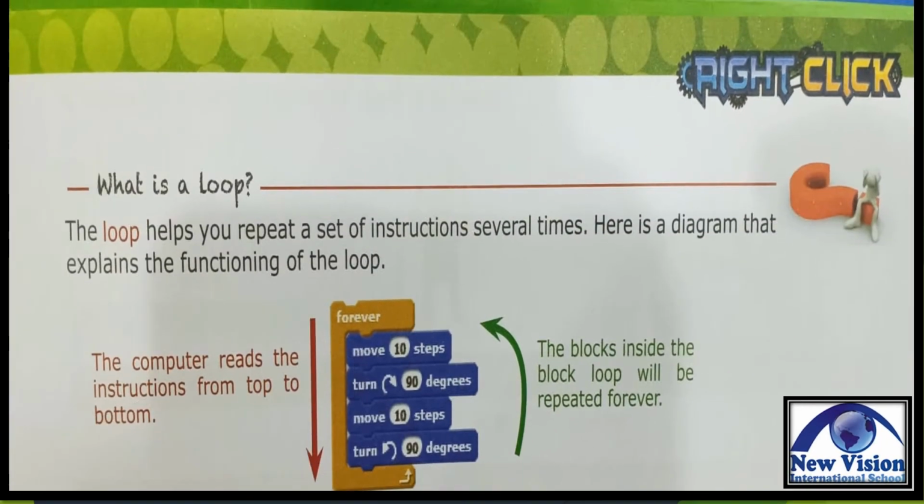Do you still remember the first objective of our today's lesson? The first objective is to identify the use of a loop in programming. So what is a loop? The loop helps us to repeat a set of instructions several times, meaning to say, it helps us to minimize the number of steps. Here is a diagram that explains the functioning of the loop. Always remember that the computer reads the instructions from top to bottom, and the blocks inside the loop block will be repeated forever.